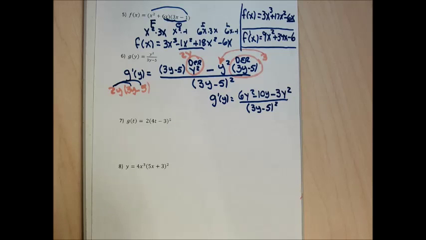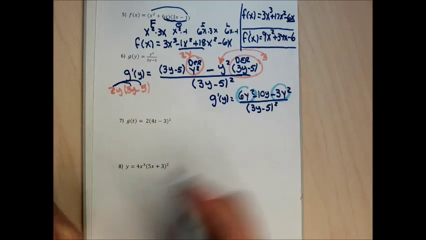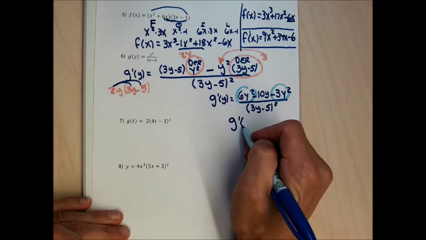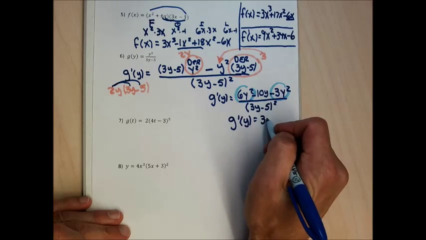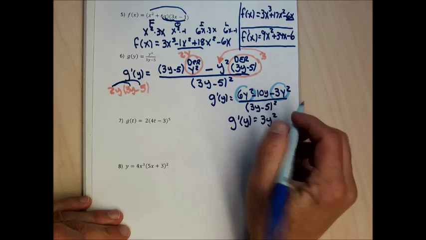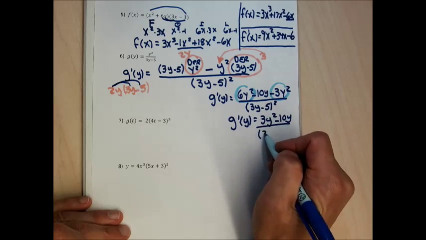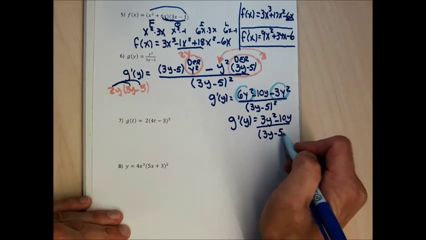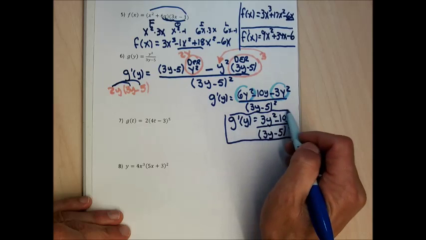Now in the numerator, I'm going to combine the like terms. The like terms in the numerator are this 6y squared and that 3y squared. This is going to give me g prime of y equals 6y squared minus 3y squared, which is 3y squared, and then minus 10y over 3y minus 5 quantity squared. This would be an absolutely adequate answer. If you stopped there, I would live with it.